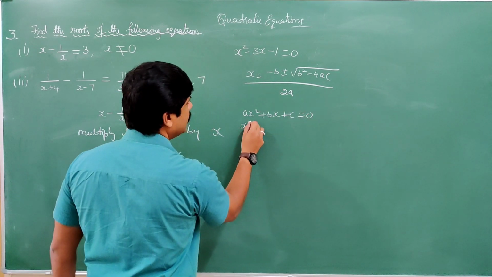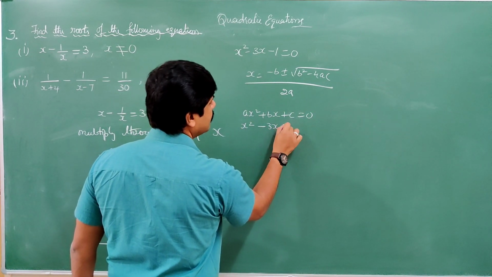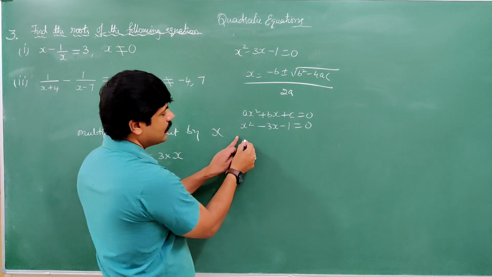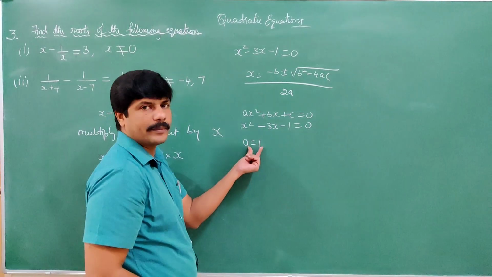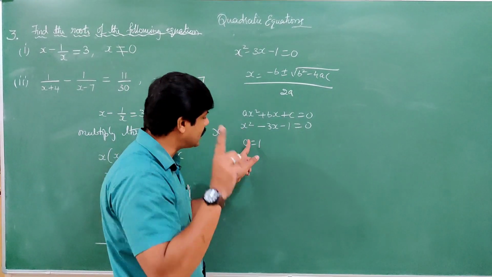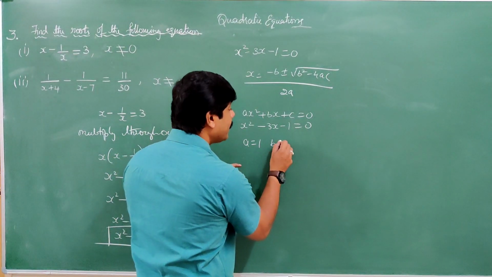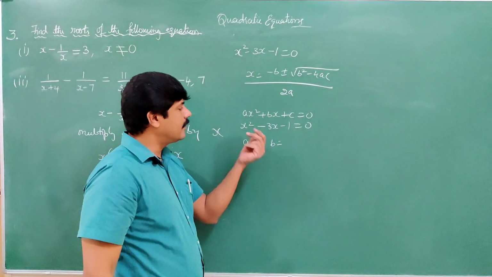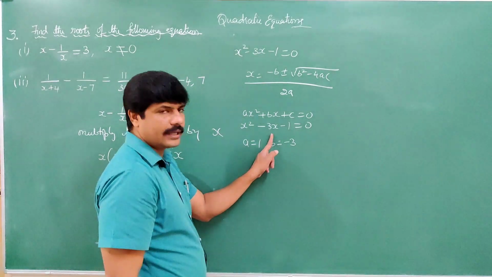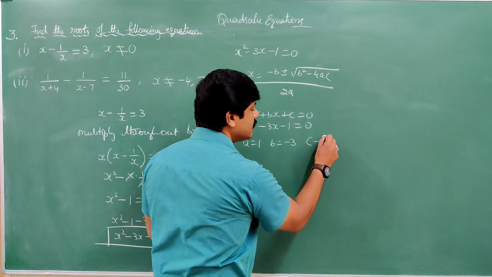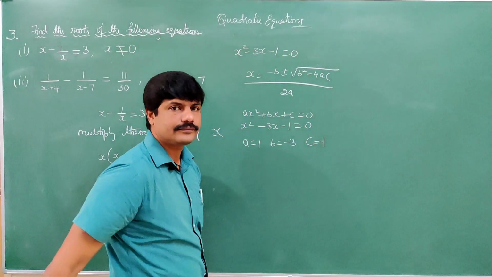What is the given equation? x square minus 3x minus 1 equals 0. So the coefficient of x square, a, is nothing but 1, because how many x squares are there? 1 x square, so a equals 1. How many x are there? Minus 3x are there. Therefore, the coefficient b is minus 3. Okay. Constant, what is the constant? Minus 1.